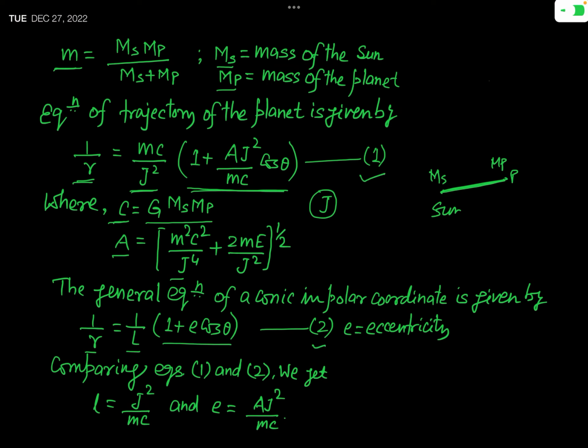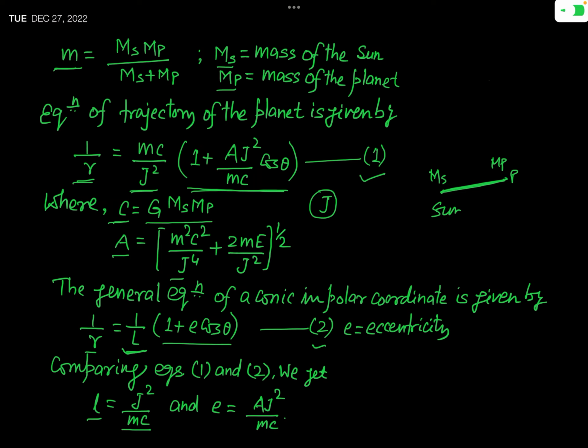Equation 2 is a standard equation, and equation 1 is what we have obtained for a particle moving in a central force field which is attractive and obeys the inverse square law. So when we compare, you can see very easily that in place of 1 over L, there is mc by j square. So L, which is a constant, is equal to j square over mc.